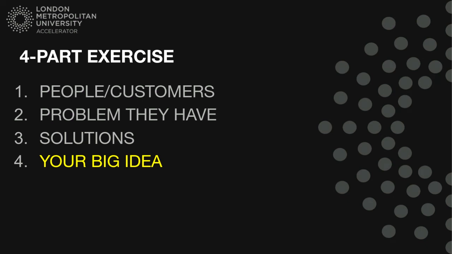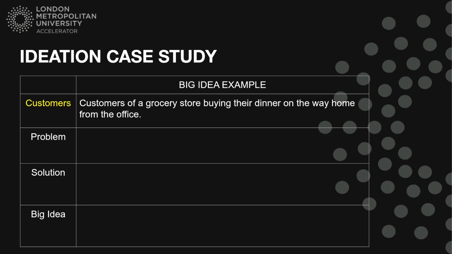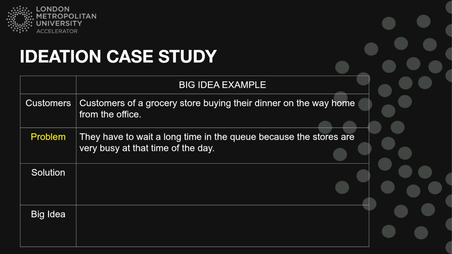All right, so let's look at how that would look in a concrete example. We like to use this structure that is on screen now, because it makes sure that you don't miss any of the steps and that you cover all the 4 points. An example is the customers of a grocery store buying their dinner on the way home from the office. They just finished work, they're on the way home, and they stop and buy some dinner. What problem do they face? Well, they normally have to wait a long time in the queue because the shops are very busy at that time of the day. Everyone finishes work at around 5, 6. Everyone wants to buy some food for dinner, so everyone goes to the shops at the same time.